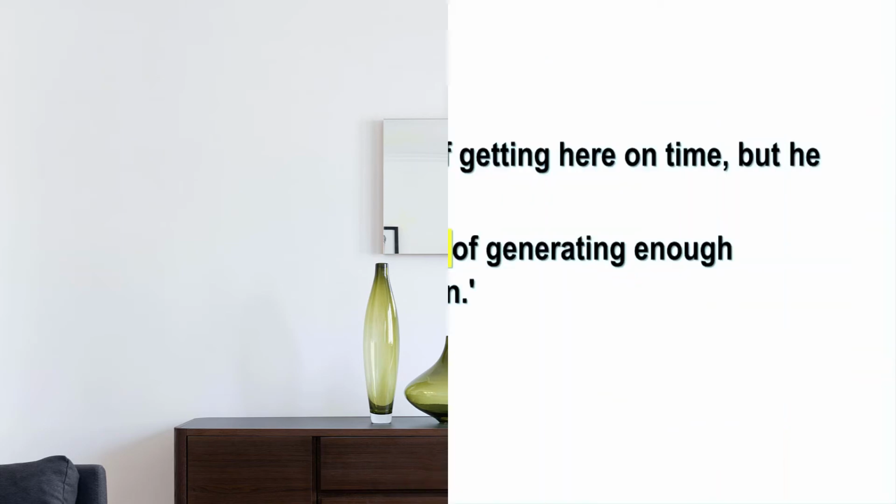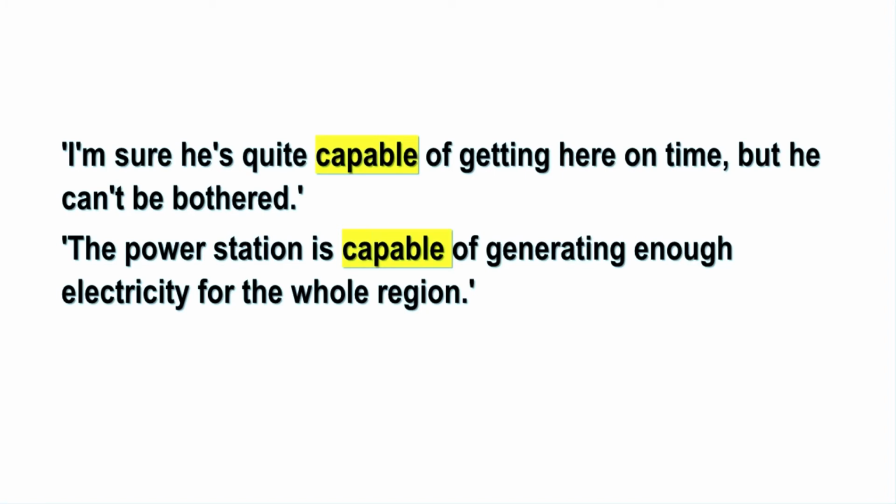In other words, if someone is capable of something, they usually do not do it, but it is possible for them to do it if they want to. Again, look at these examples. 1. I'm sure he's quite capable of getting here on time, but he can't be bothered. 2. The power station is capable of generating enough electricity for the whole region.